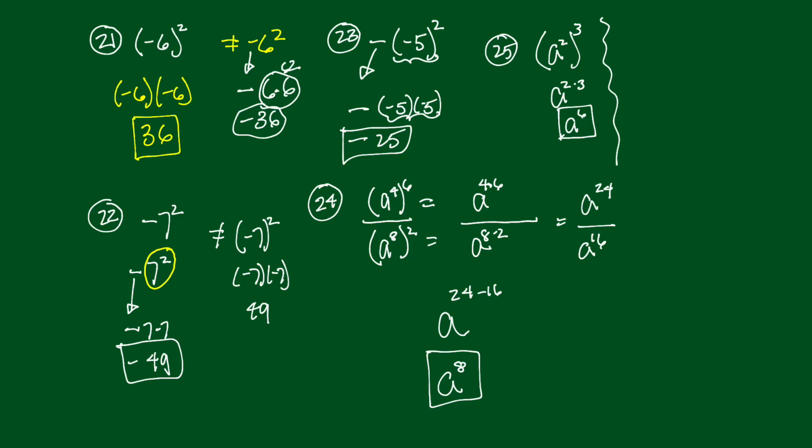Just to make it a little bit more interesting, what if you had this? What if you had a squared, you cube it, and then you raise that to the 4th power? Right, all you have to do is just multiply those exponents together. So this is going to be a to the 2 times 3 times 4. 2 times 3 is 6. 6 times 4 is 24.